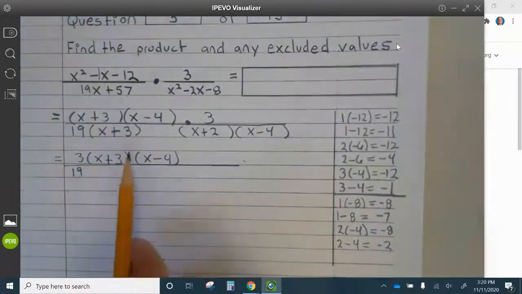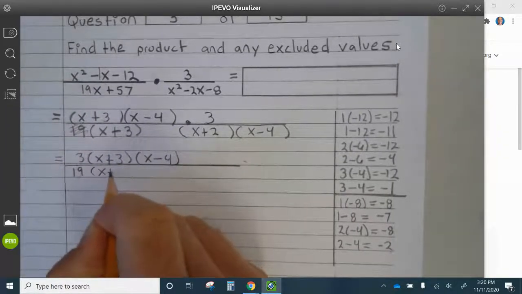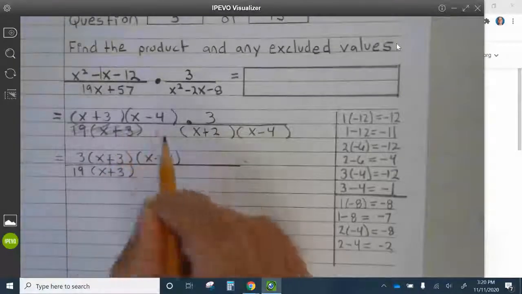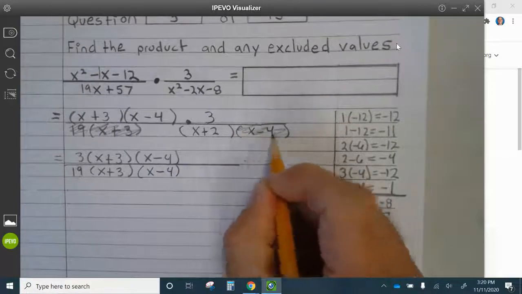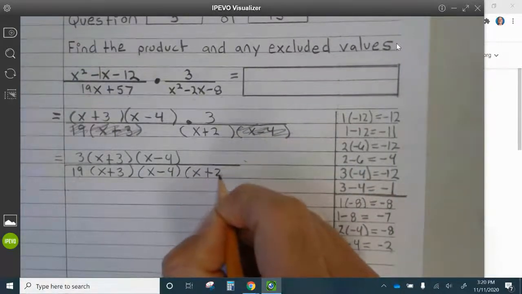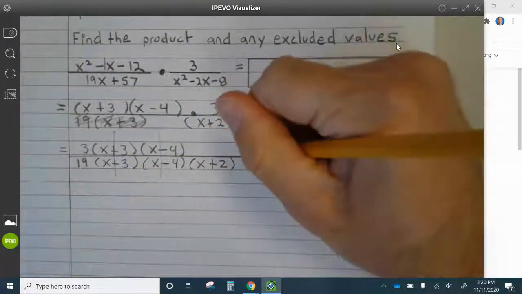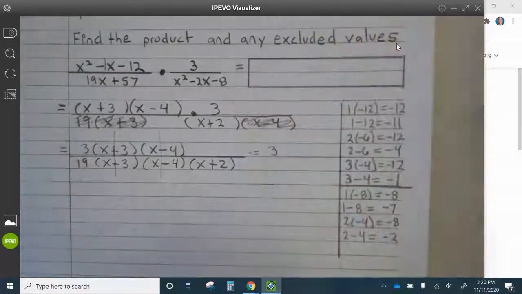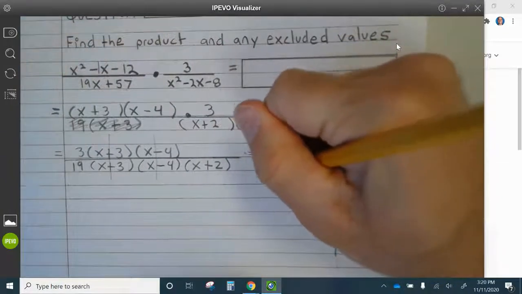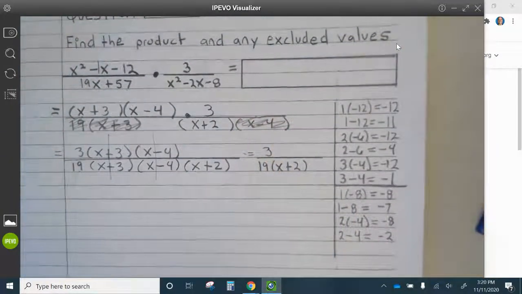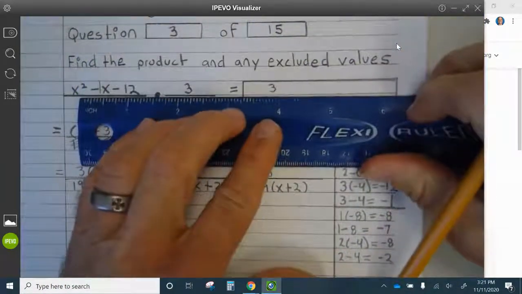$19 we'll keep in front. And we said, well, look, do we have any x plus 3s? We do, right there. So we're done with the 19. We have the x plus 3, so we're done with that. Okay, do we have any x minus 4s? We do. X minus 4. Done with that. And then x plus 2. We can see that this divides and becomes 1. This divides and becomes 1. So we're left with 3 divided by 19 times x plus 2. Okay, so this times this equals 3 divided by 19 times x plus 2.